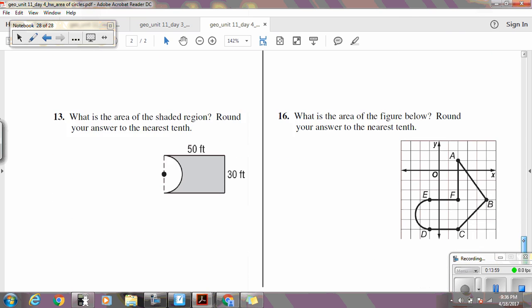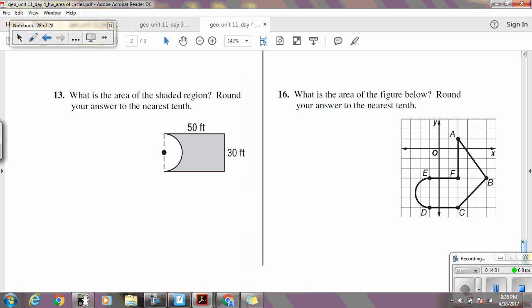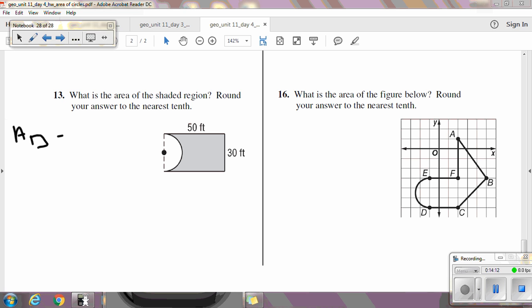Alrighty, folks, one more problem. Number 13. It's kind of similar to the one we just did, except for the two figures are a rectangle and half a circle. So I would find the area of a rectangle minus the area of half a circle. Formula for area of a rectangle is base times height. For half circle, pi radius squared over 2. The base and the height of my rectangle will be 50 and 30. Sorry, that's supposed to be a minus, not an equal.